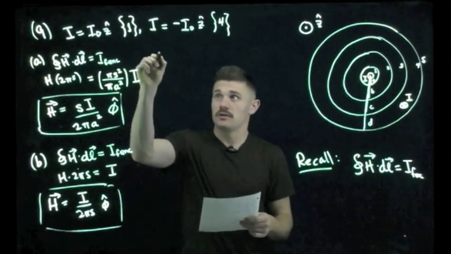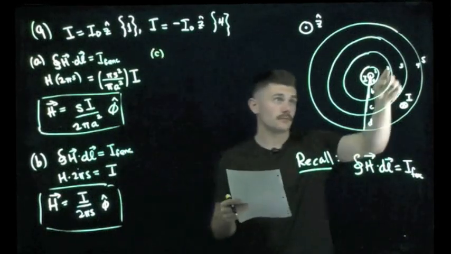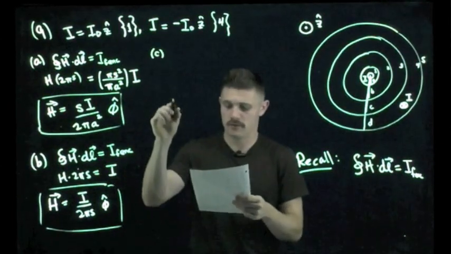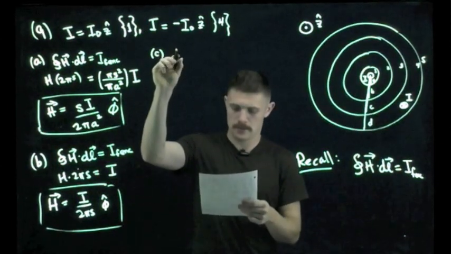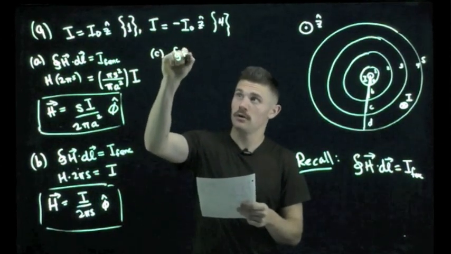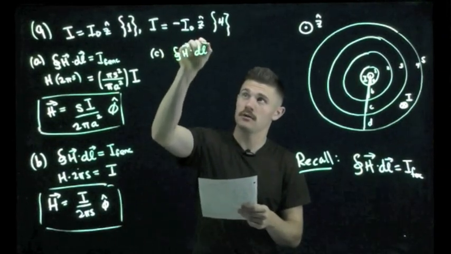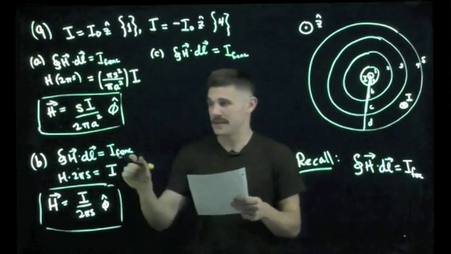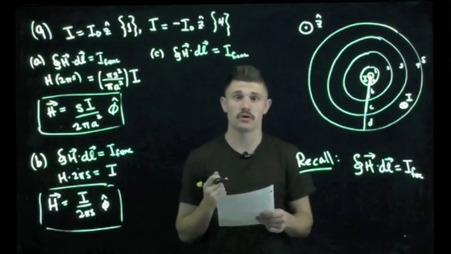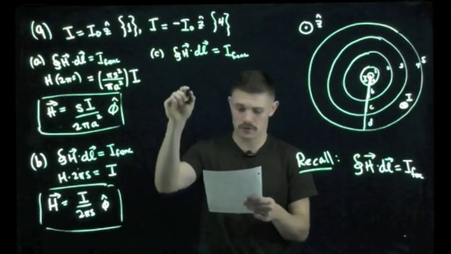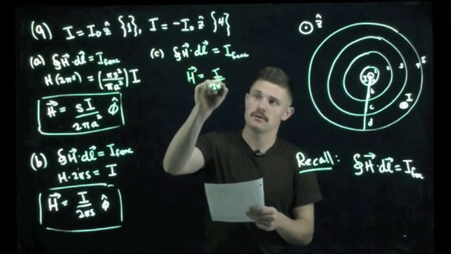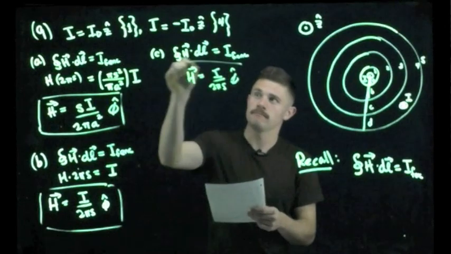We can now look at region 3, which is this region of the ferromagnetic material. And again, we have the closed loop integral of H dotted with dl equal to I free enclosed. This is the exact same as B, because again, there is no free current flowing in this ferromagnetic material. So right away, we can just say that H is I over 2 pi S, and it's phi hat.